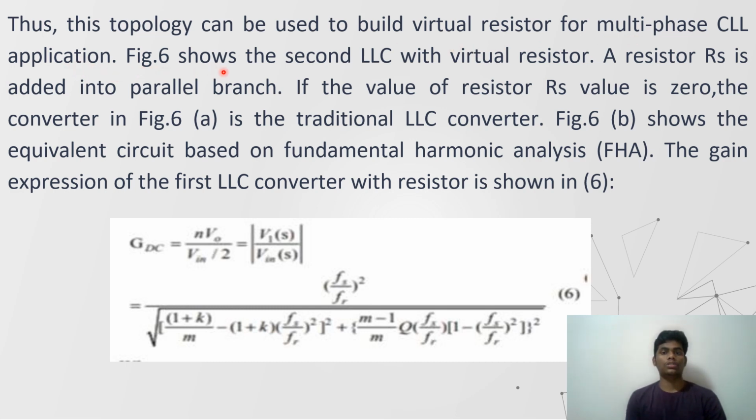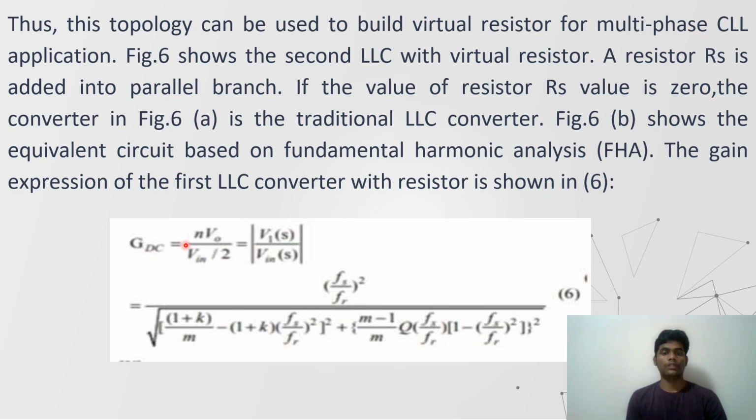Figure 6 shows the second LLC with virtual resistor. A resistor Rs is added into the parallel branch. If the value of resistor Rs is 0, the converter in figure 6a is a traditional LLC converter. Figure 6b shows the equivalent circuit based on fundamental harmonic analysis. The gain expression of the first LLC converter with the resistor is shown in equation 6.